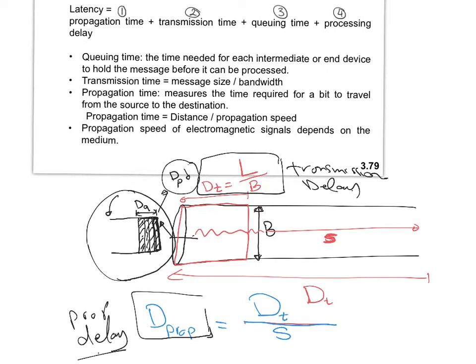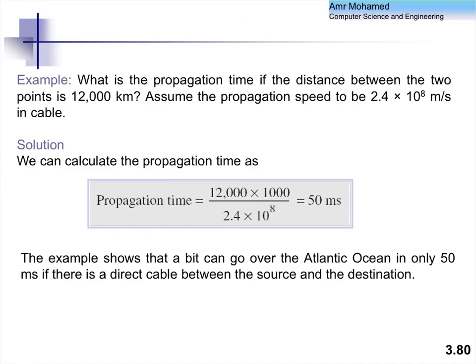The other two components are the processing delay, which is negligible, and the queuing delay, which can be estimated statistically based on so many factors, and as we said, we will not get to that. So these are the four components of the delay, which are very important.